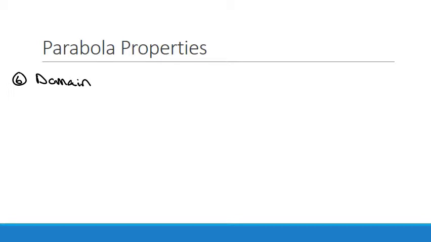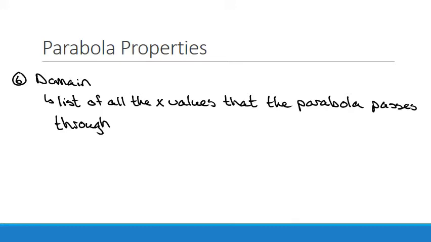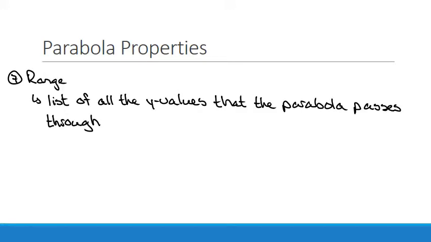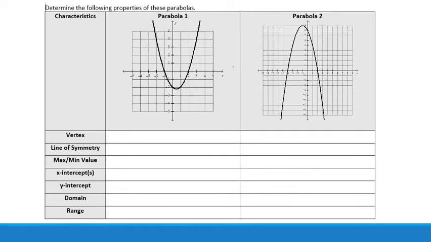Domain, again, this is something you've talked about in previous classes, in grade 10 for sure. It's a list of all the x values that the parabola passes through. And then there's range. That's the list of all the y values that the parabola passes through. All right, so we've covered a lot of little details there. Let's do an example. Hopefully that'll help cement some of these ideas.